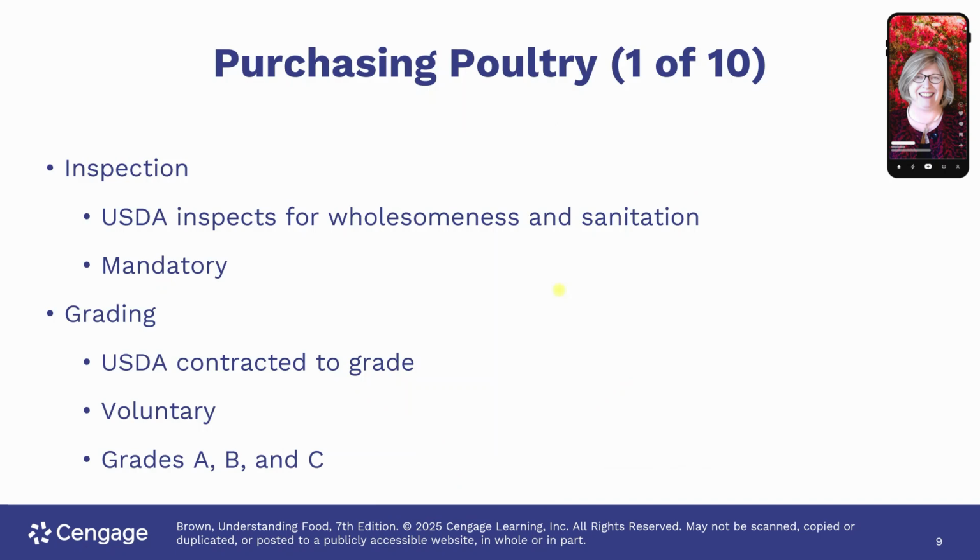Poultry is inspected by the USDA for wholesomeness and sanitation. This is mandatory. But in addition, there's voluntary grading. The USDA is contracted to grade. We have grades A, B, and C.